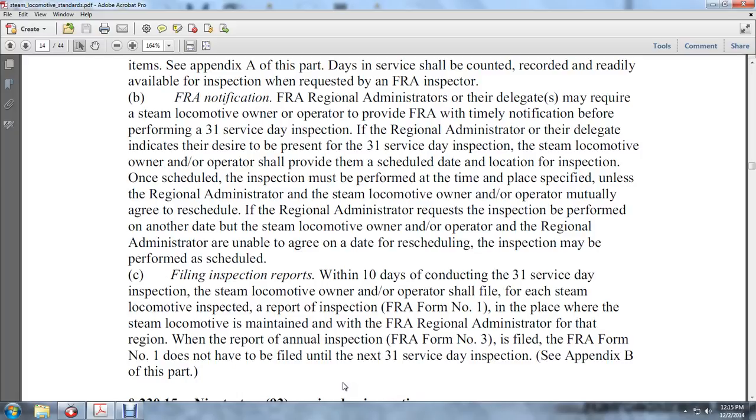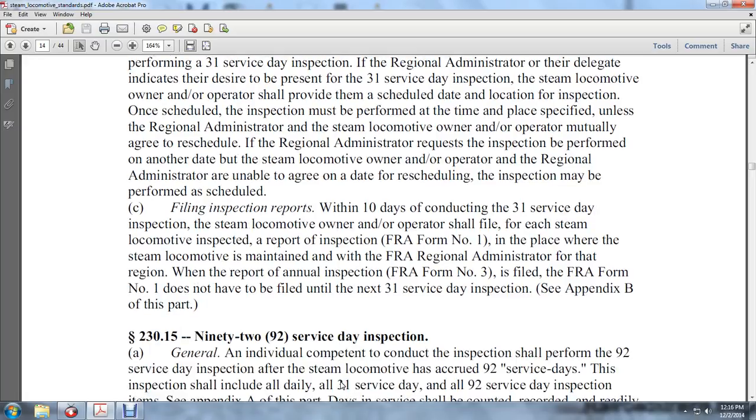C. Filing inspection report. Within 9 days of conducting a 31 service day inspection, the steam locomotive operator shall file with the Federal Railroad Administration for its steam locomotive the inspection report, FRA form number 1, in the place where the steam locomotive is maintained, and with the Federal Railroad Regional Administrator for that region. If the report of the annual inspection, FRA form number 3, is filed, FRA form number 1 does not have to be filed until the next 31 service day inspection. See Appendix B of this part.